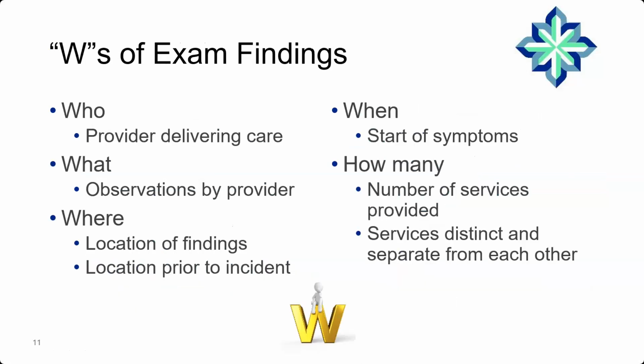When documenting the exam findings, providers should consider the 5 W's of who, what, where, when, why, and how many. Start by identifying the provider who is delivering the care. Next, consider what was done, where it took place, and when it occurred. For instance, what did the provider observe through sight, sound, touch, or smell? Where on the body were these findings noted, and when did the symptoms start? These questions help ensure a detailed and accurate assessment of the patient.